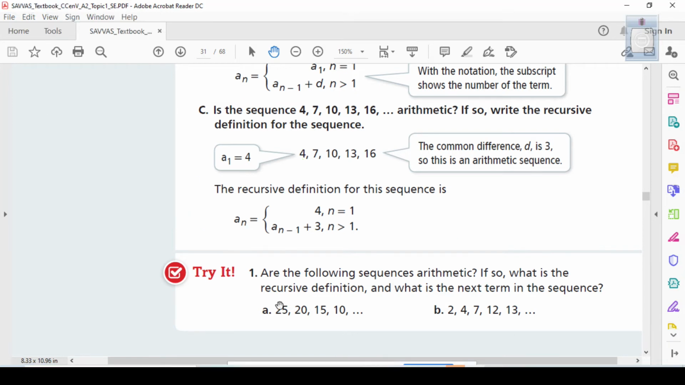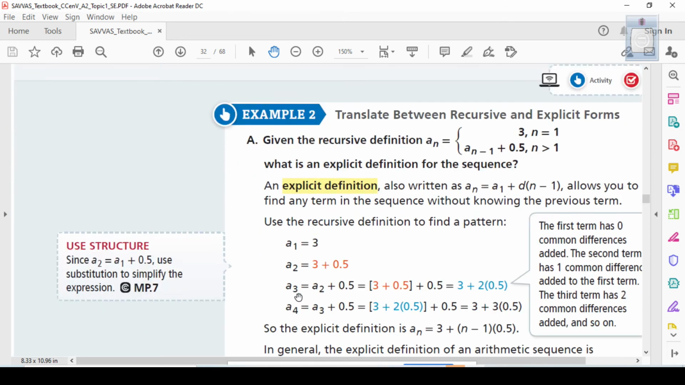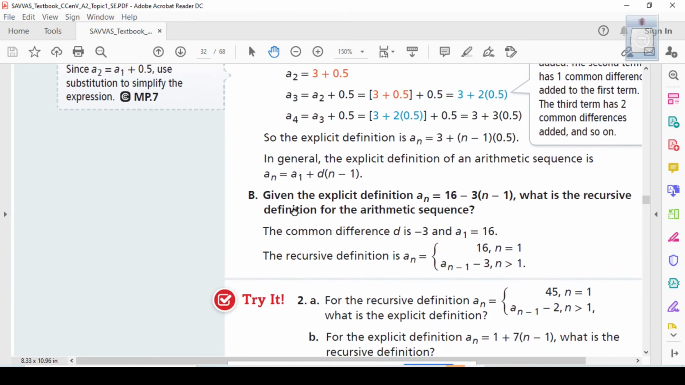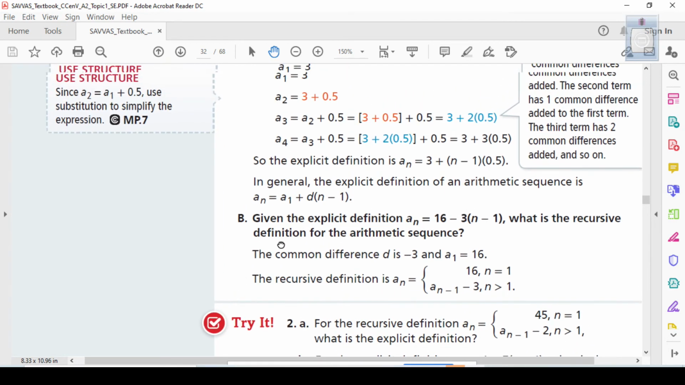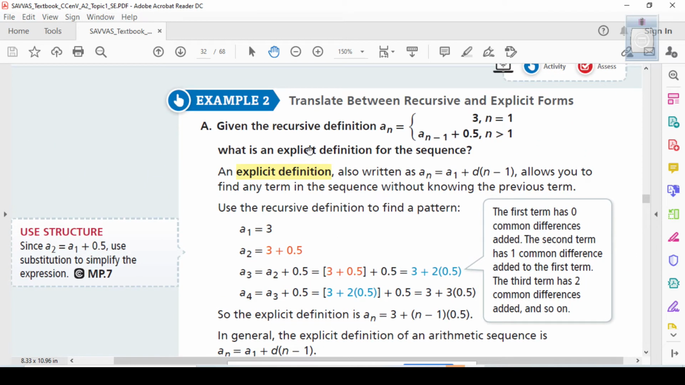Okay. I'm going to move on to another concept, which is called the explicit. Okay, so write this down. Explicit definition is also written as a sub n equals a sub 1, the first term, plus d, which is the common difference, times n minus 1.